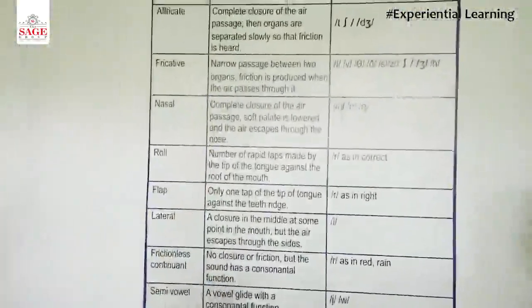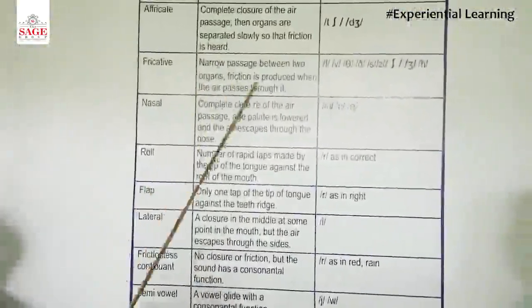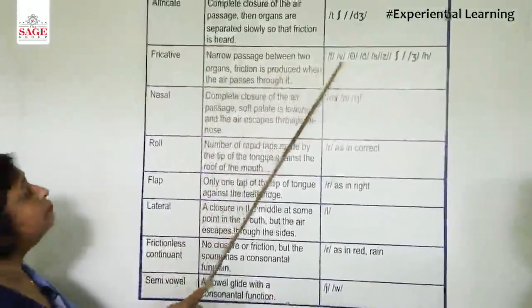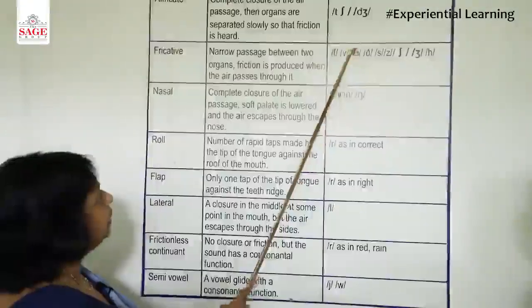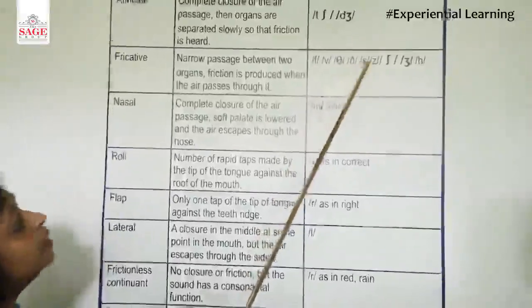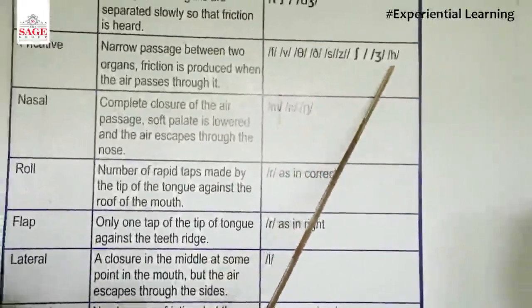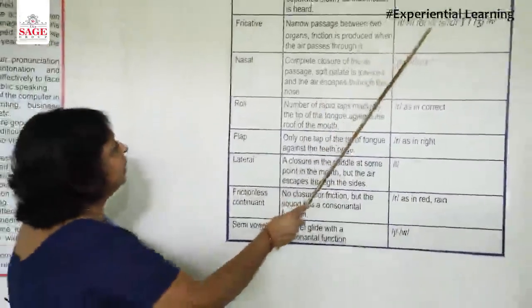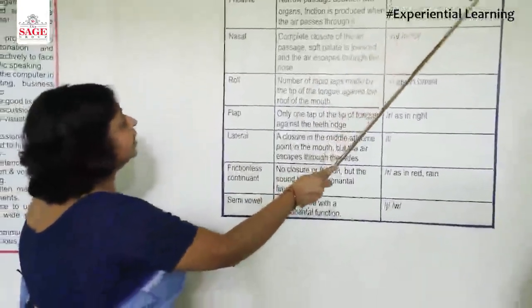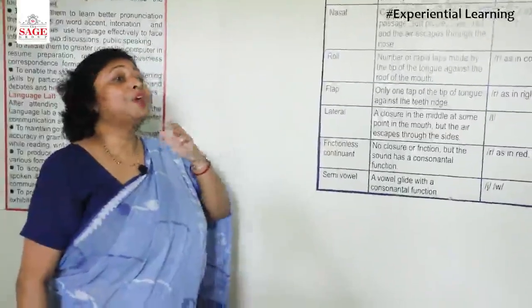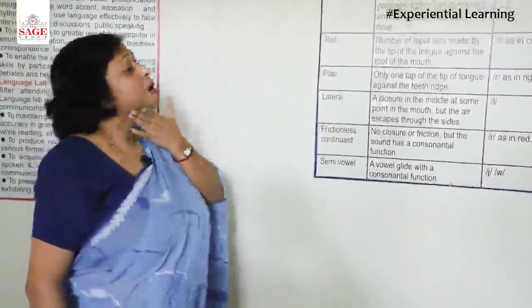Coming to the third part, that is called the fricative. What is fricative? A narrow passage between the two organs, friction is produced when the air passes through it. Sounds like F, V, TH, D, S, Z, and H. These are very clear sounds which are coming from the back part of our mouth.